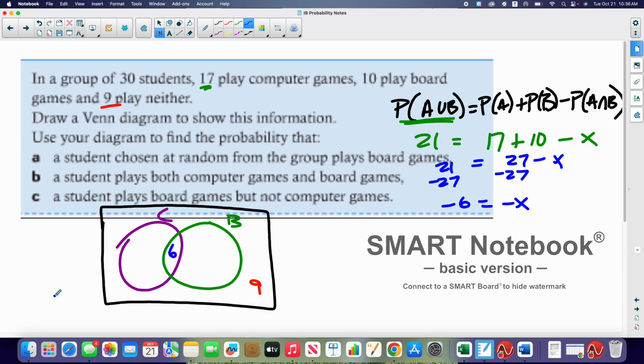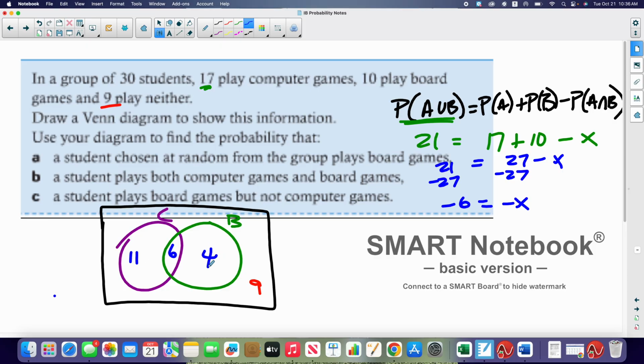Okay? Now, in my purple circle, sorry, I didn't do a very good job drawing that circle. In my purple diagram right here, how many people are in this purple diagram? 17. I've already placed 6 of them, which means how many are left? 11. 11 go there. Okay? In my green circle, how many people are there? Well, total 10. I've already placed 6, so that means there are 4 left that go there.